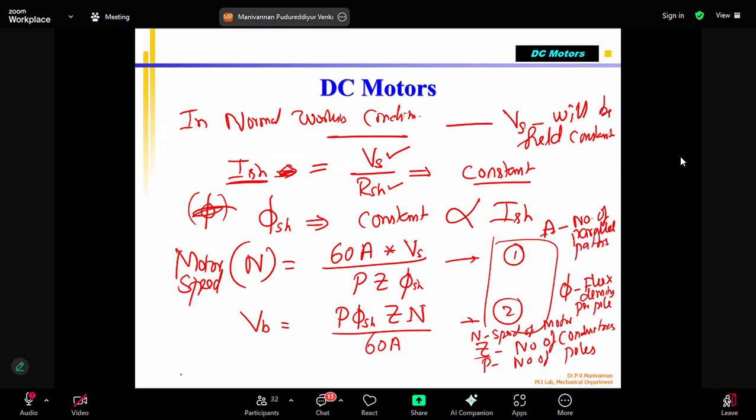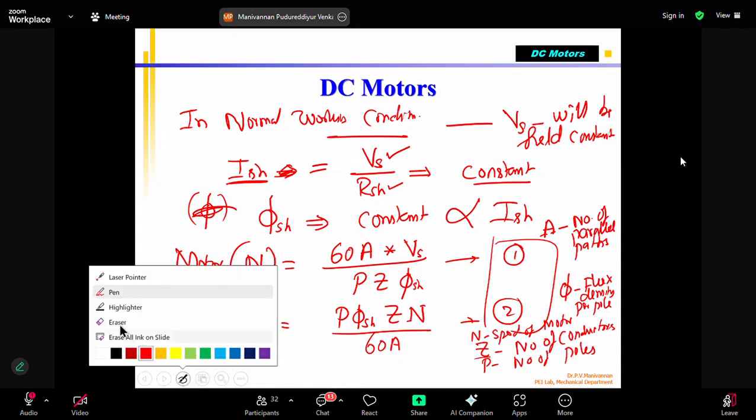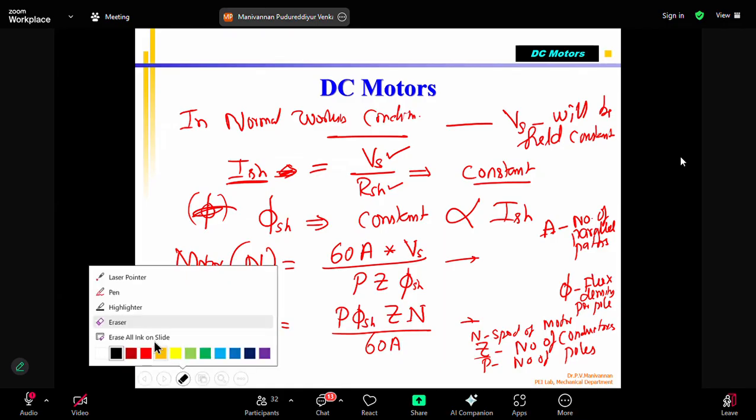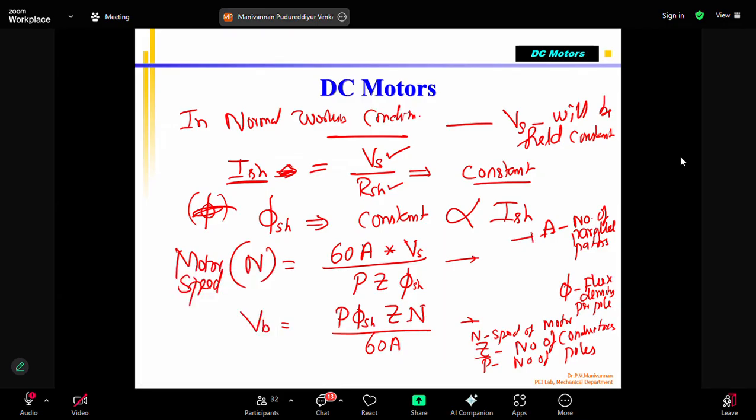Let me clear it. You can write down clearly. A represents the number of parallel paths. Phi represents flux density per pole. It is generally given in Webers per square meter, Tesla. N represents the speed of the motor. Z represents the number of conductors per path. And P represents the number of poles.